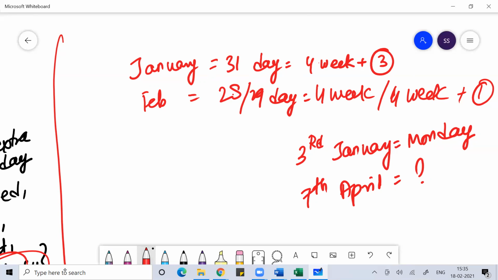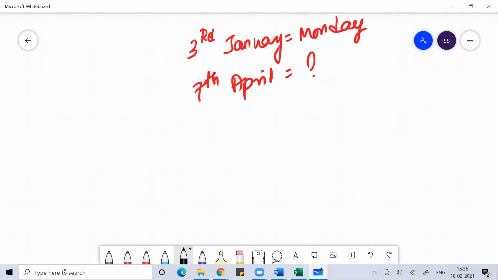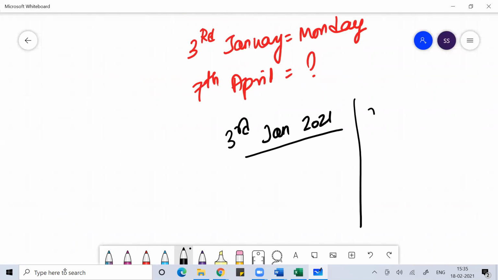You can do this in two ways. If you don't understand anything, you can use a shortcut, or you can do it logically. For the shortcut, you can take any year, suppose 3rd January 2021, and then take 7th April 2021. Imagine you don't want to use your brain, so you use the shortcut, and you will get the answer.